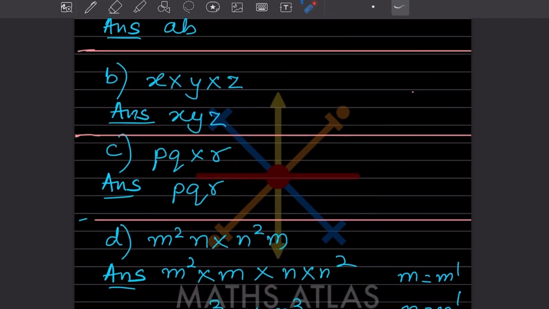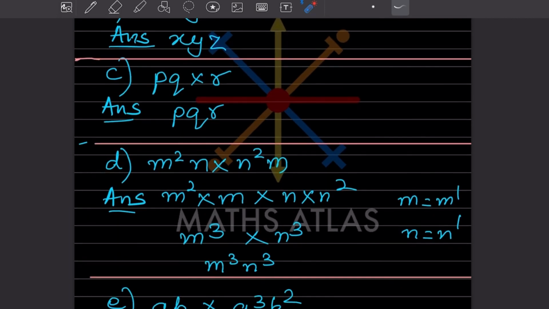Now here PQ multiplied by R. So that is PQR. Now look at here. Now what we have over here, this is m square n and this is n square n. So what are we going to do over here?